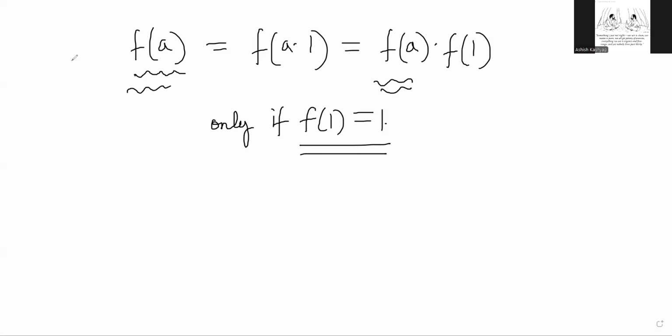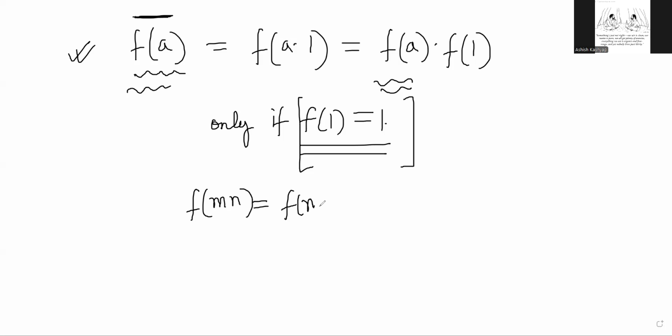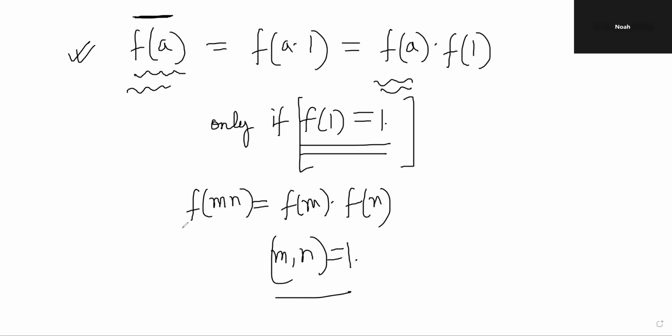So for any multiplicative function, as long as f of a is not equal to 0, f of 1 will always be equal to 1. Because of this property, where m and n are co-prime. Do you understand?